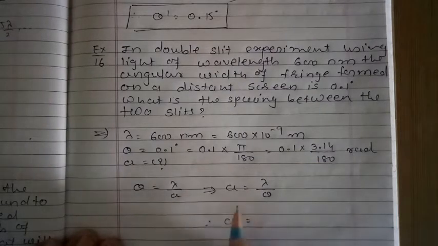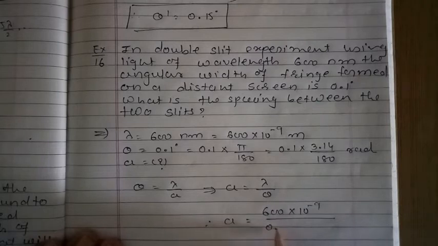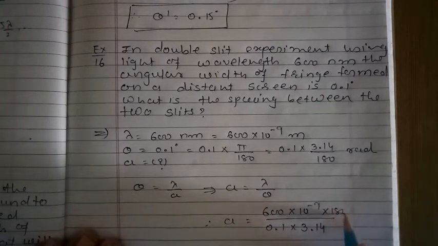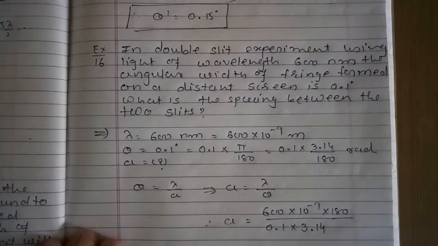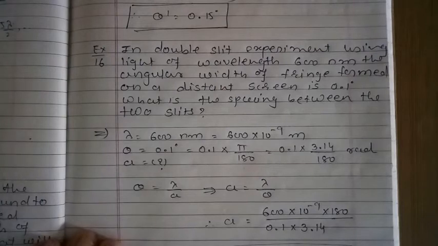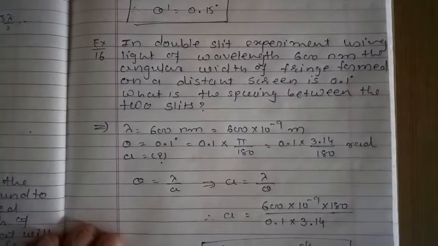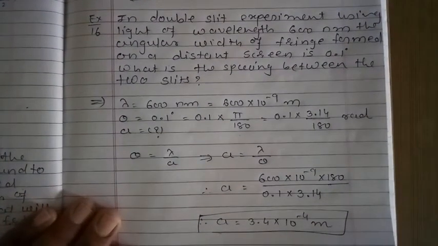So a is equals to value of lambda, 600 into 10 raised to minus 9, divided by theta, 0.1 into 3.14 divided by 180. So we get a is equals to 3.4 into 10 raised to minus 4 meter. So the distance between two slits is 3.4 into 10 raised to minus 4 meter, right?